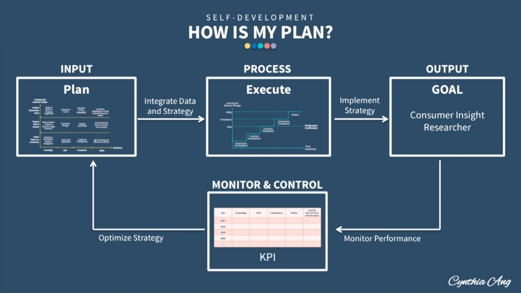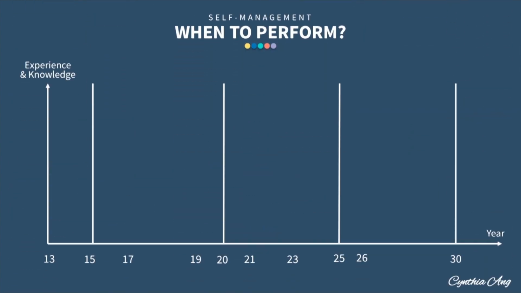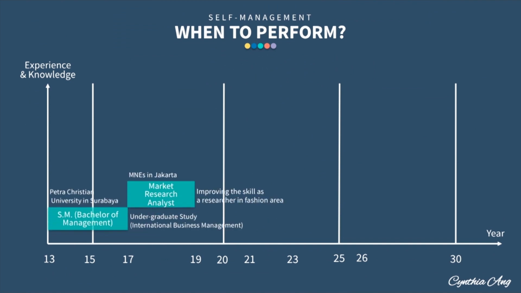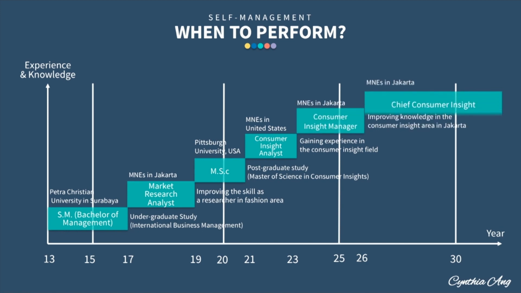And after knowing my plan, now the questions will be, when will I achieve it? So after graduating from IBM, I will work in Jakarta to improve my skill as a researcher in fashion area. And after having experience for 2 years, I will continue my study in United States to enhance my knowledge as a consumer insight researcher. And after having my master's degree, I will work in US for several years, and then I will move back to Jakarta to build my career.